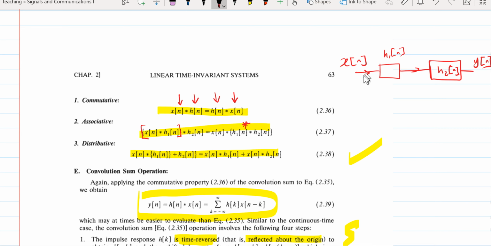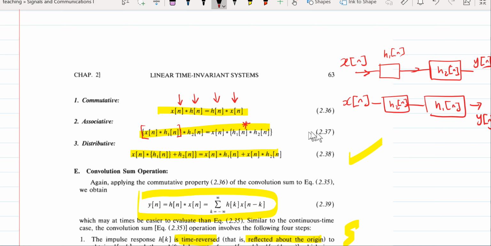If you did it differently, such that you still had your x of n as the input, and you took it through h2 of n, and then after that through h1 of n, the output will still be the same. So we are saying that the convolution sum follows the associative property.